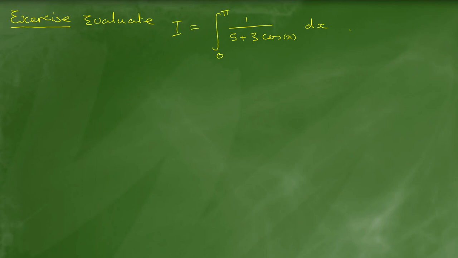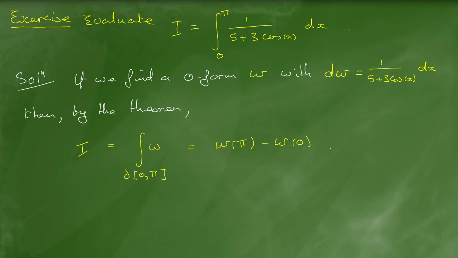Well, using the theorem, we can start our calculation as follows. If we could find a zero form omega such that the derivative of the zero form omega happened to be equal to 1 over 5 plus 3 cos x dx, that one form, then using the theorem, the integral we're trying to find over the whole interval from 0 to pi would be equal to the integral of the zero form omega just over the boundary of 0 and pi, which by definition would be omega of pi minus omega of 0. So if we could find omega, we'd be done, because all we'd have to do is evaluate omega of pi, omega of 0, take the difference, and that will be the integral that we're looking for. So really what we need to do is find a zero form omega whose derivative is equal to the thing we're trying to integrate.